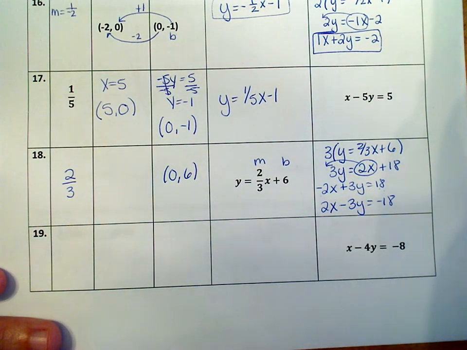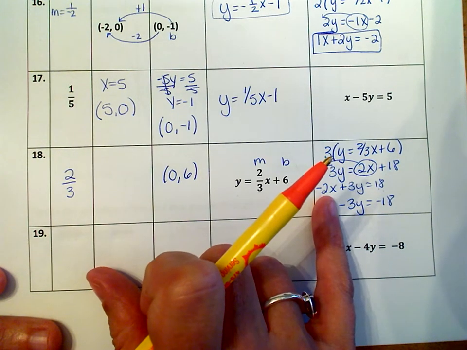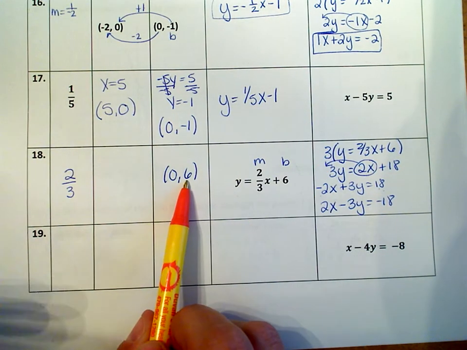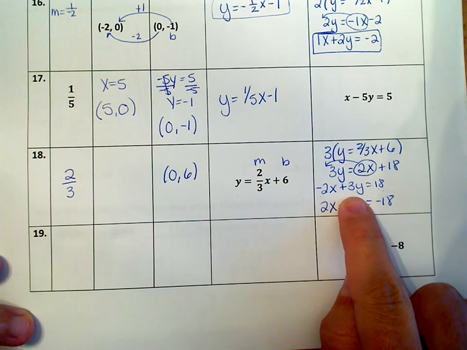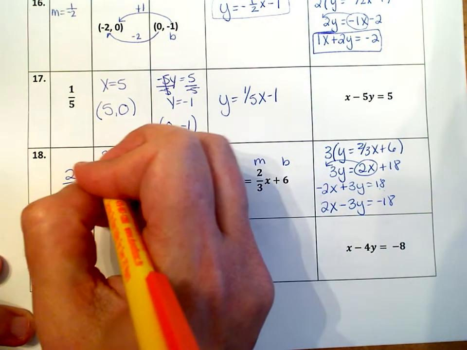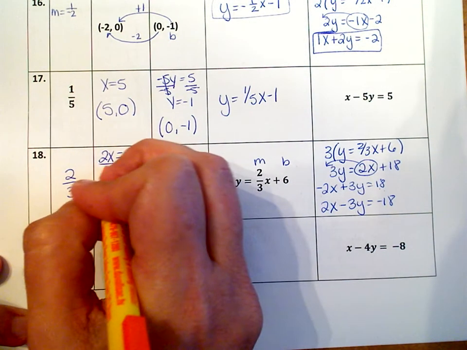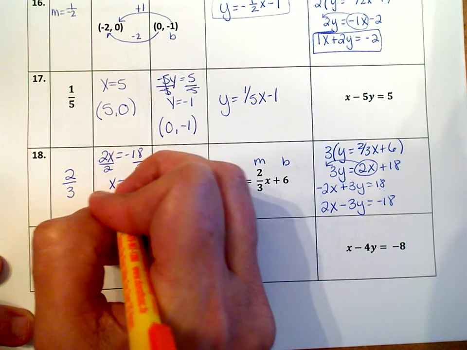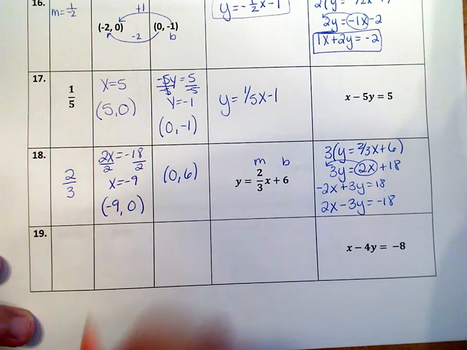And you can double check to make sure. If I cover up the x, negative 18 divided by negative 3 is positive 6, and that's what my y-intercept is. To find your x-intercept, we're going to cover up the y. So that gives me 2x equals negative 18. And then I divide both sides by 2, so x is negative 9. So my coordinate then is negative 9, 0.